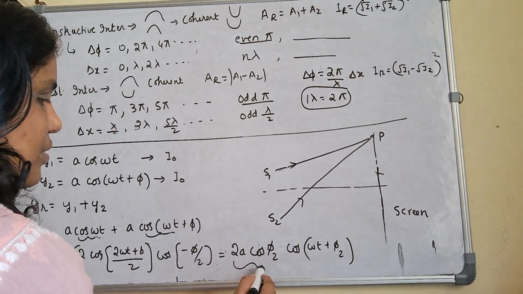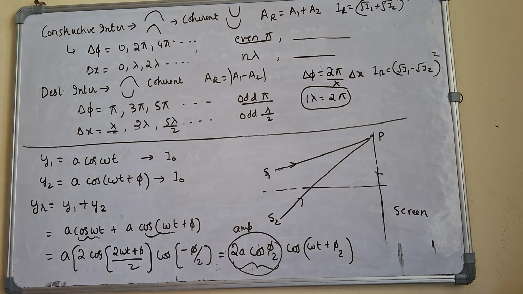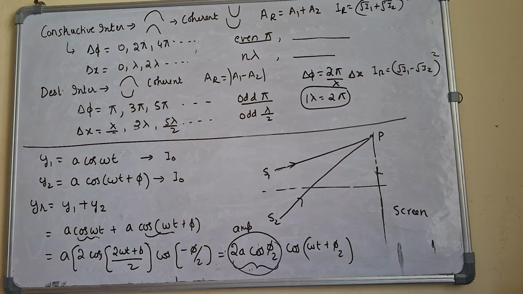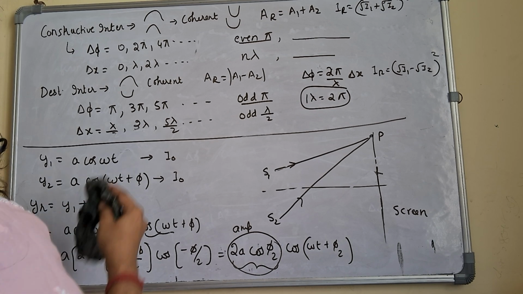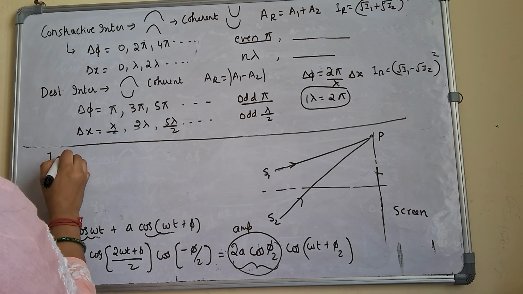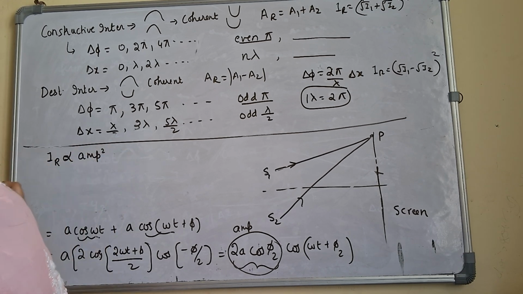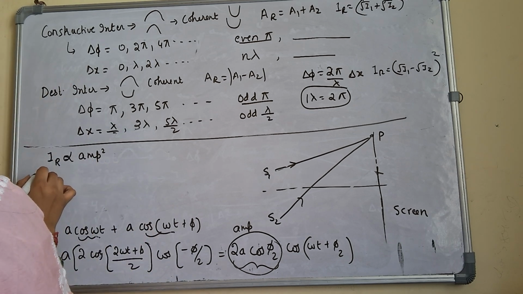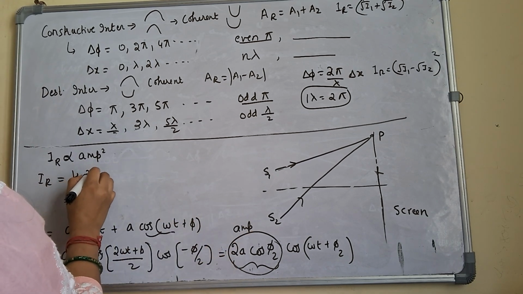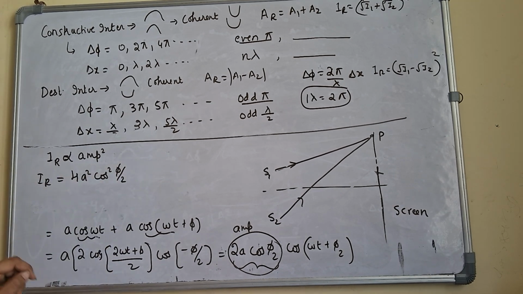Now this is a constant, right? Do you realize that this is the amplitude of the resultant wave? Whatever comes outside the cos is the amplitude, and the cos term is the inner function. So if this is the amplitude, what will be the intensity? You know the intensity of the resultant wave is proportional to the amplitude squared, correct? And what is my amplitude here? If I square this, it will be equal to 4A squared cos squared phi by 2. This is what I get, right?